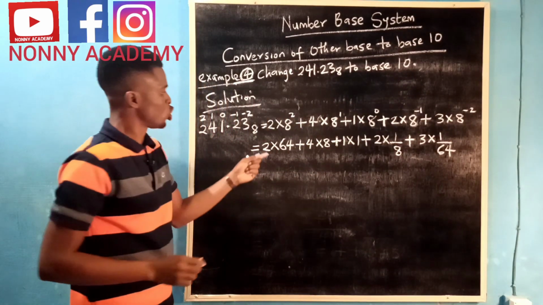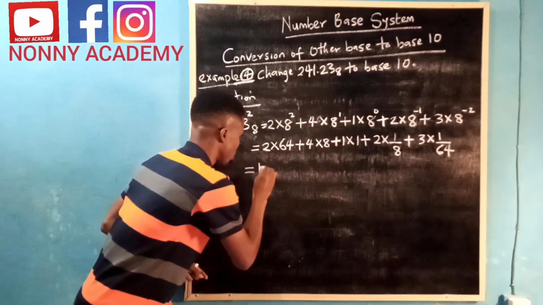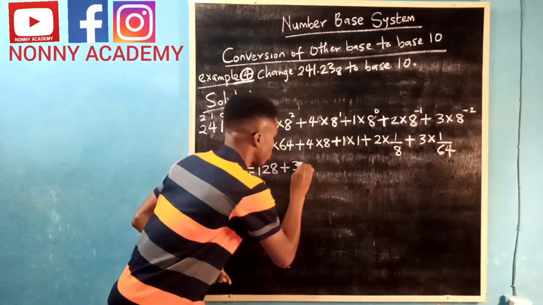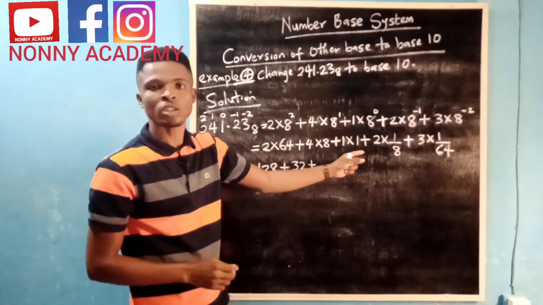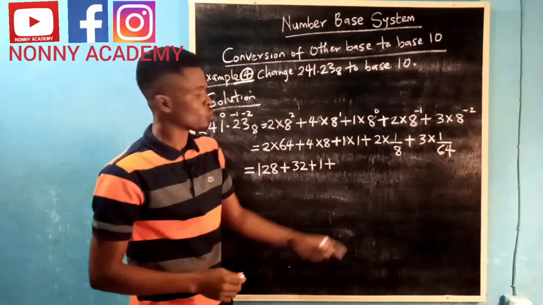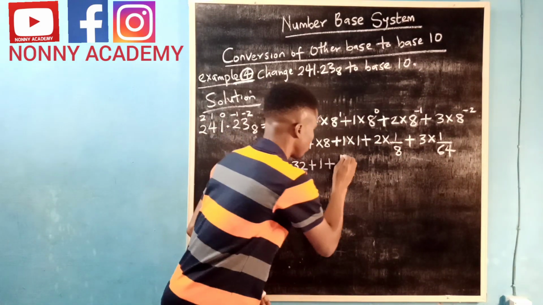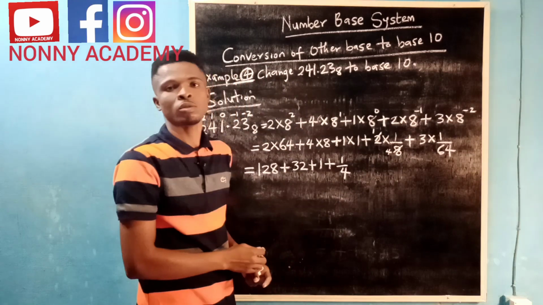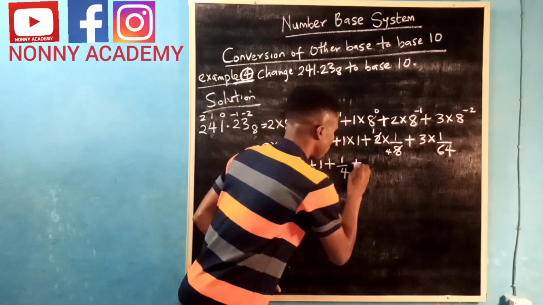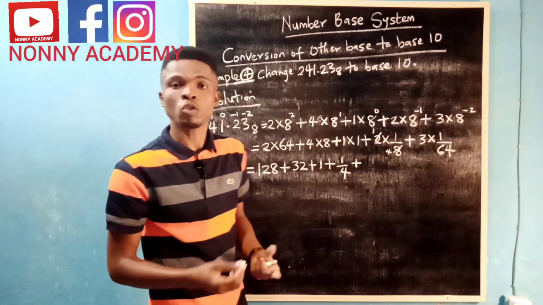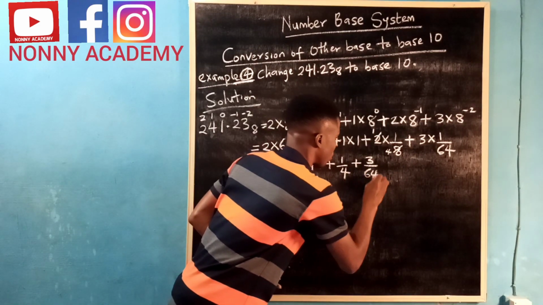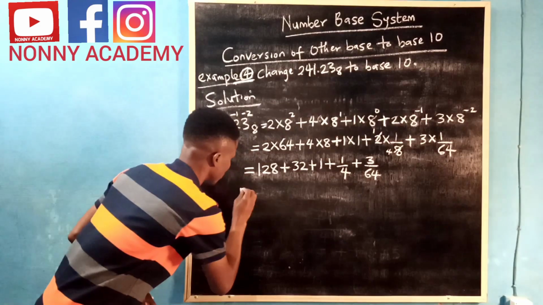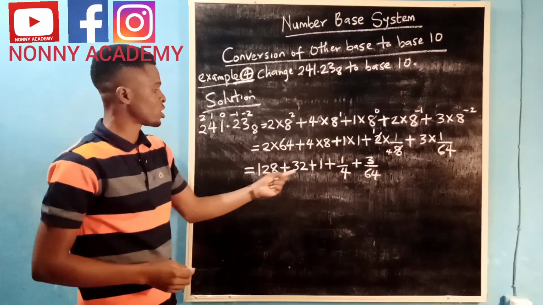And we proceed. 2 times 64 is 128. Plus 4 times 8 is 32. Plus 1 times 1 is 1. Plus 2 times 1 over 8 is 1 over 4, because 2 over 8 simplifies to 1 over 4. That's how I got 1 over 4. Plus 3 times 1 over 64 is 3 over 64, because 3 cannot go into 64. So I have 3 over 64. Then I continue. 128 plus 32 plus 1.